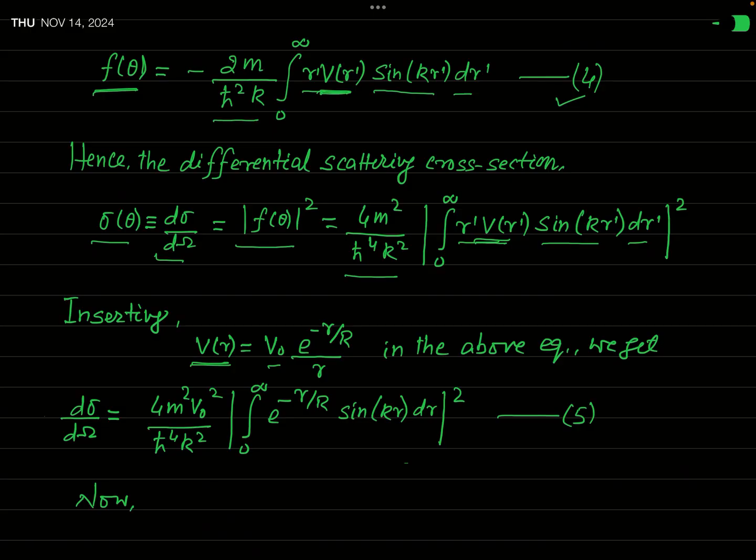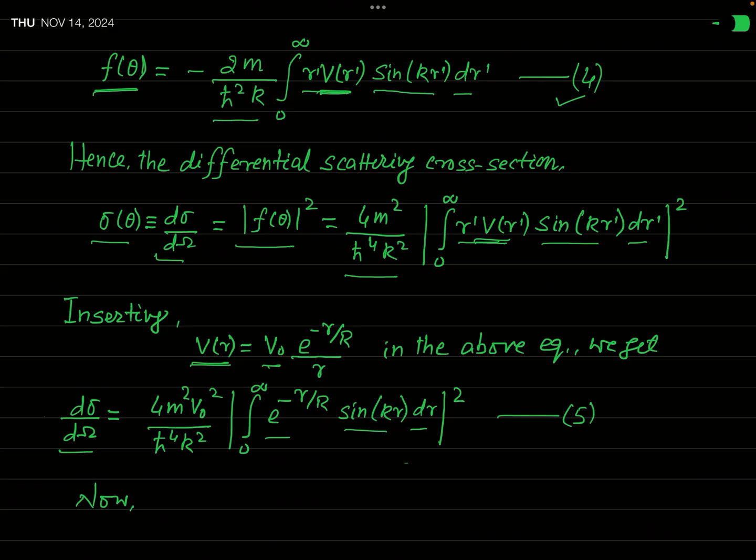Okay. So here I am not writing r dash now, but instead of r dash I am writing r. So when we substitute this value here, it will get a squared, and v naught square is a constant factor, so it will be outside of the integral. Therefore dσ/dΩ is 4m² v₀² over ħ⁴ κ², and the square of the integral 0 to infinity e to the power minus r over R sine κr dr. R dash has been replaced by this r.